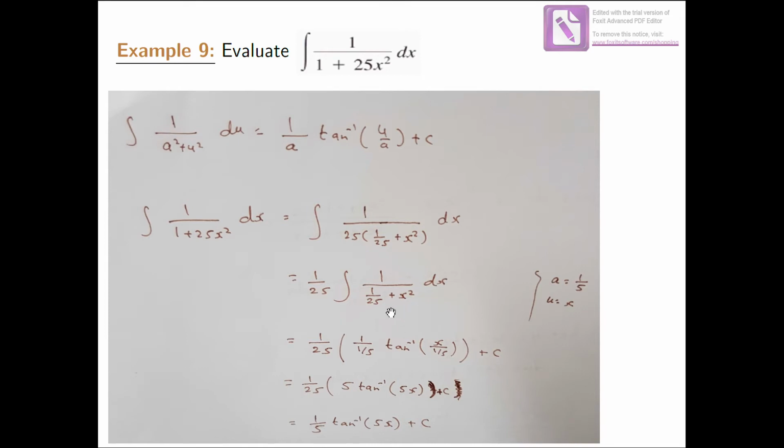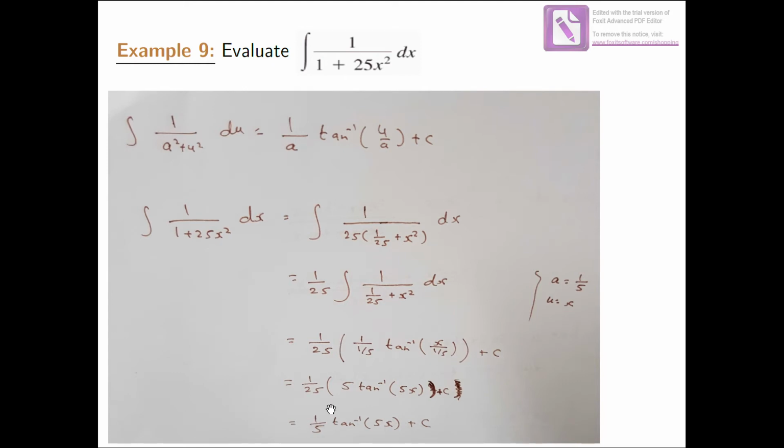So from here our a is equal to 1 over 5 and our u is equal to x, because this one represents a squared, this one represents u squared. So a will be 1 over 5, u will be equal to x. Now we have 1 over 25, the integral will be 1 over a, so it will be 1 over 1 over 5, tan inverse, we have u over a, so it will be x over 1 over 5. Then we add the constant c.